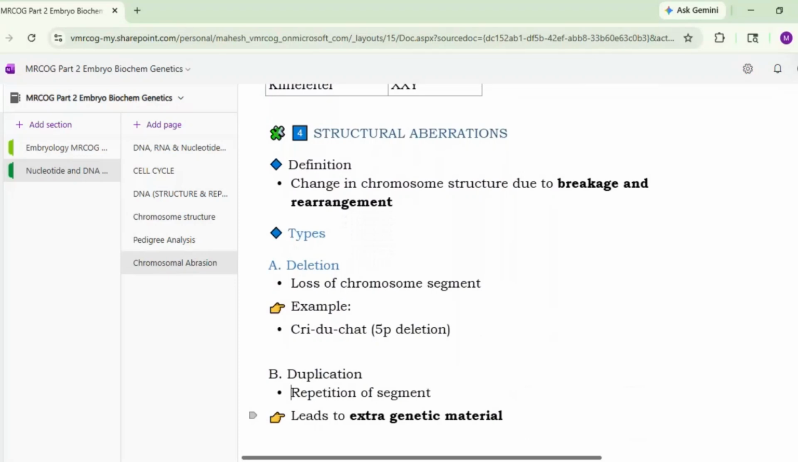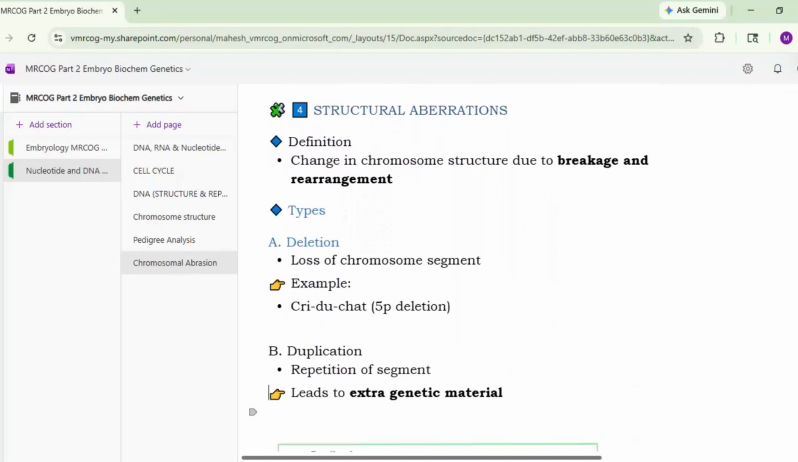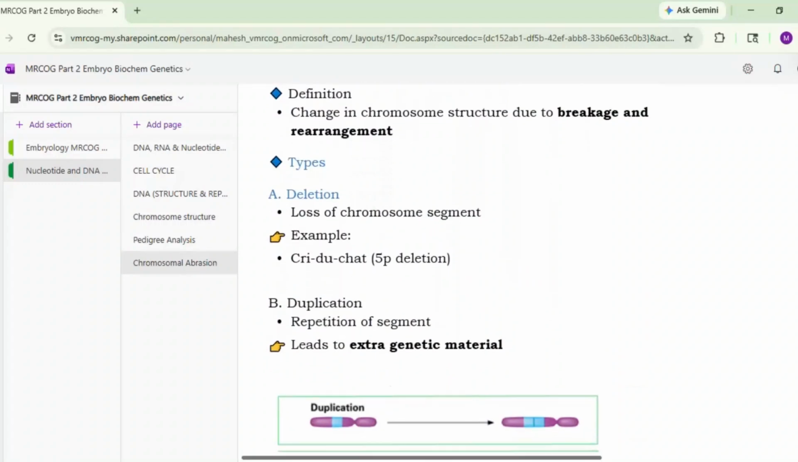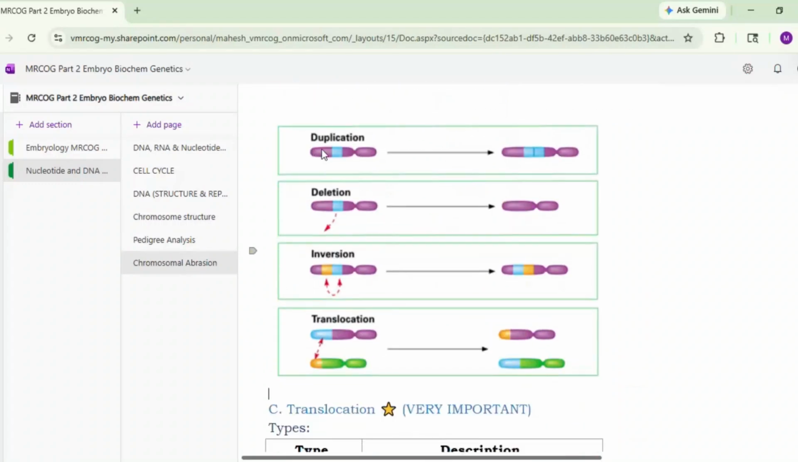Here the structure of the chromosome is hampered. So it may be deletion, that is the loss of a chromosome segment. So 5p deletion is seen in cri-du-chat. Remember, 5p deletion, cri-du-chat. In duplication, the repetition of the segment leads to extra genetic material. So here, if you see this one chromosome, this particular segment is duplicated. That is the duplication type of aberration. Then deletion. This particular segment is deleted and you get a short chromosome. This was the longer chromosome. This is the short chromosome.